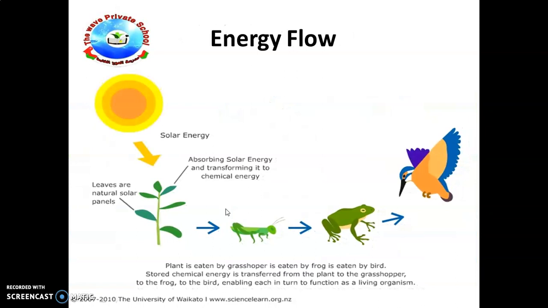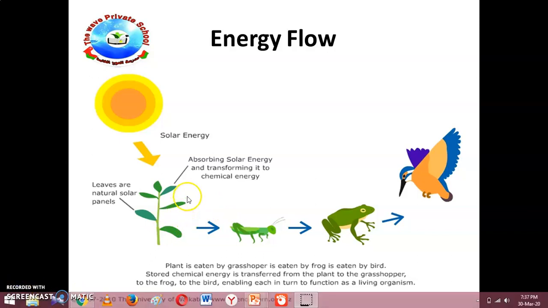So, moving on to the next subtopic, energy flow. By this picture you can understand the sun giving its energy, that is called solar energy. The solar energy is taken by the plants to make their food by themselves by a process called photosynthesis. The leaves absorb the solar energy and transform it into chemical energy. We can say that leaves are natural solar panels.